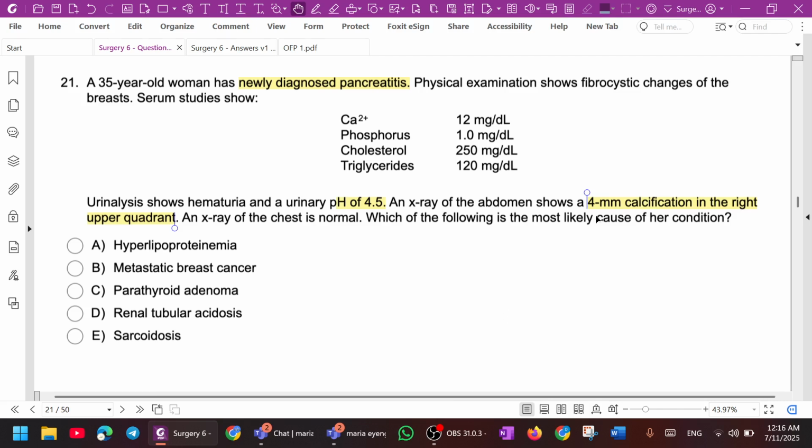Why a 4 millimeter calcification in the right upper quadrant? What does it indicate? I don't know. Okay, let's see. This is a very clumsy question.